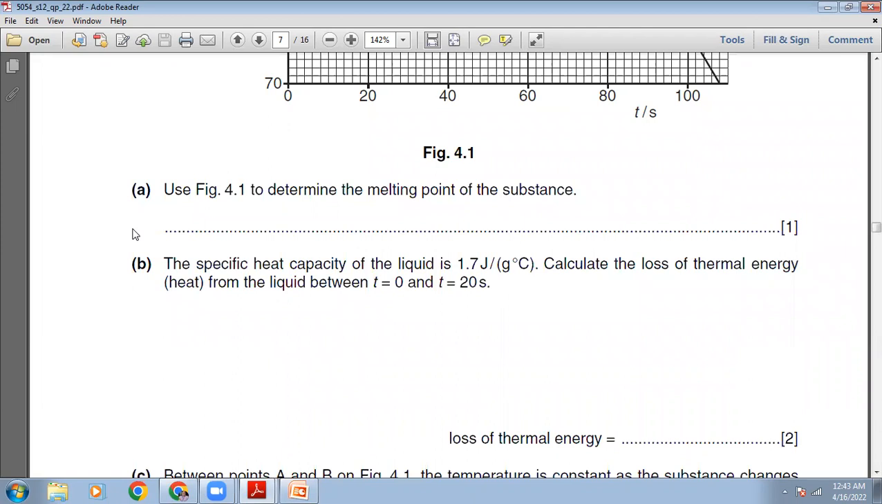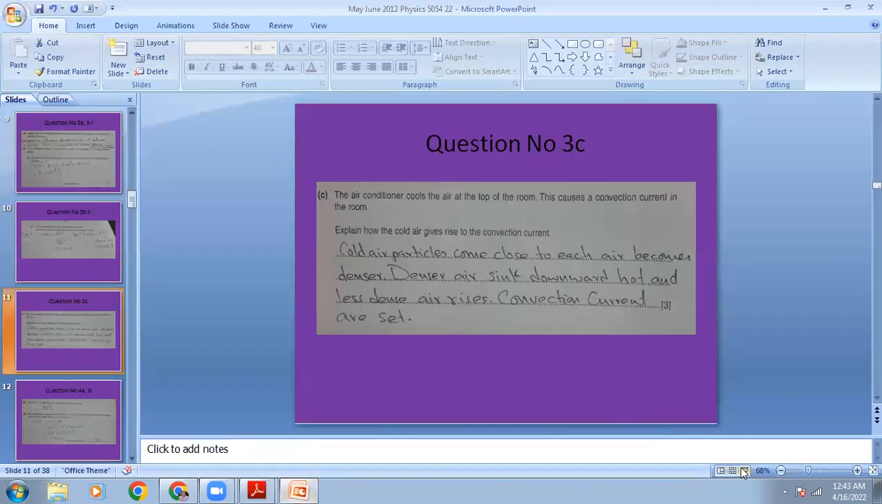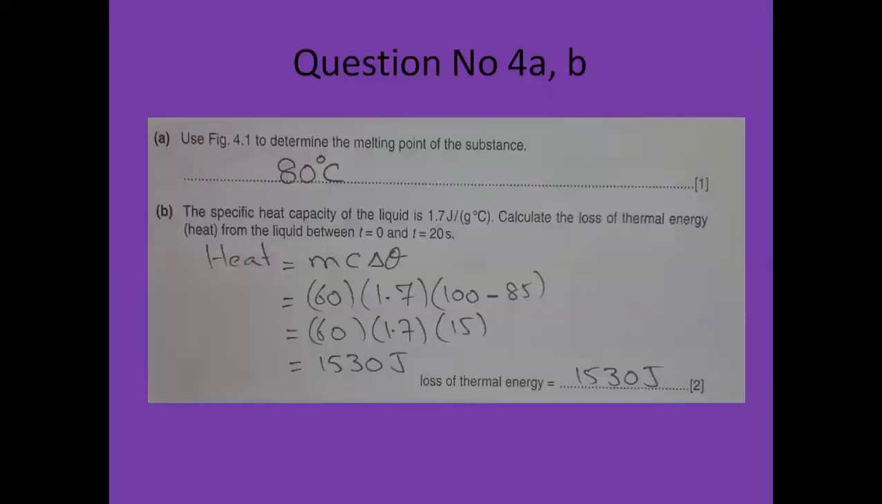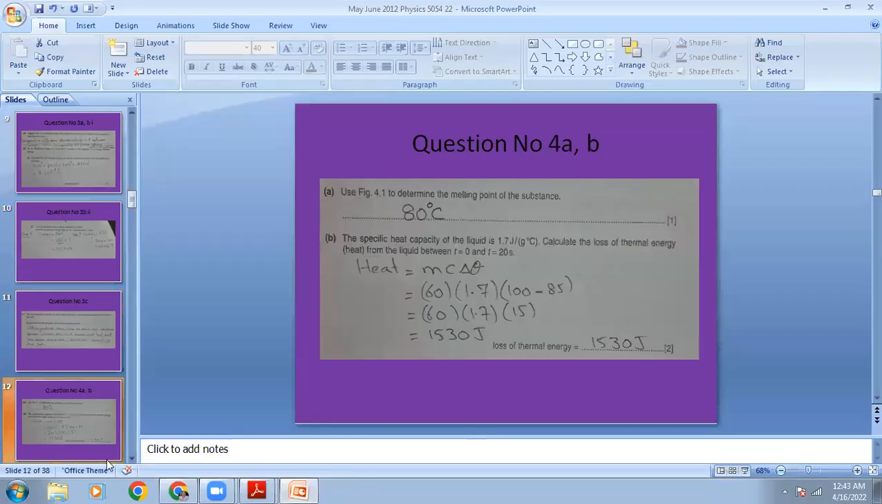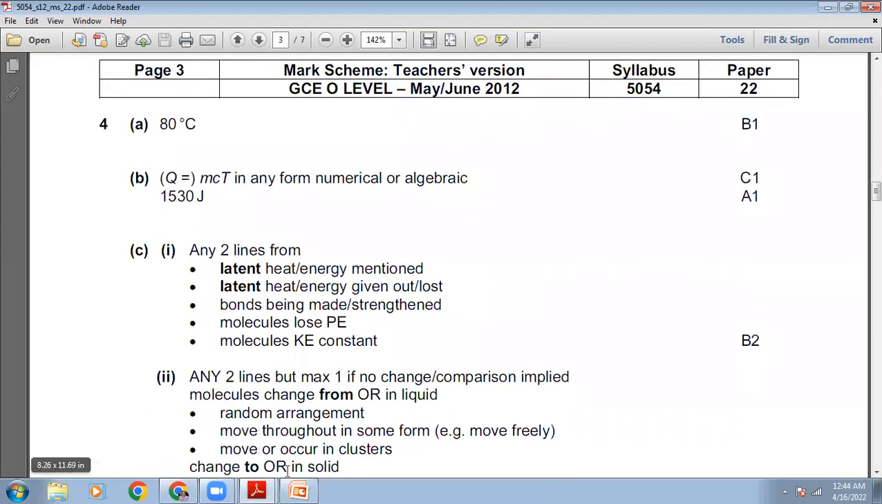Use the figure 4.1 to determine the melting point of the substance. So here, where the graph is flat, it means the temperature is not changing. Here, the time was passing by, the temperature was not changing, which means that the state is changing. So it was liquid, and now here it is converting into solid. So its melting point is 80 degrees centigrade. 80 is the right answer, sir.